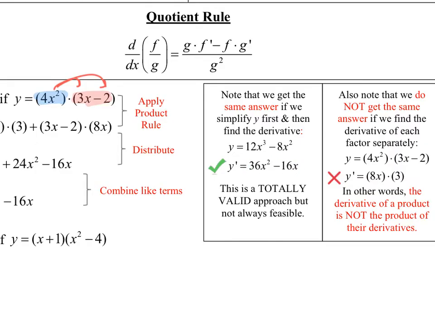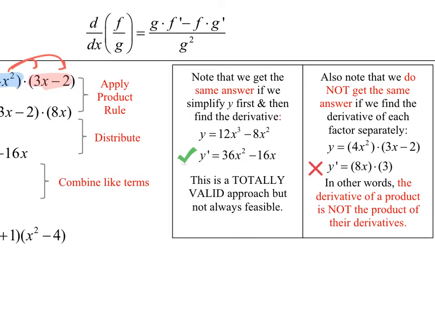Notice that if I were to find the derivative of each one of those functions separately, so for instance, if I had the 4x squared, and I said, oh, well, that derivative is 8x, and then I take my 3x minus 2, and I say that derivative is 3, I get a totally different answer here than I did over here. And I have here that this one is not the right one. The correct one is over here. And so what we're saying is that the derivative of a product is not the product of the derivatives.